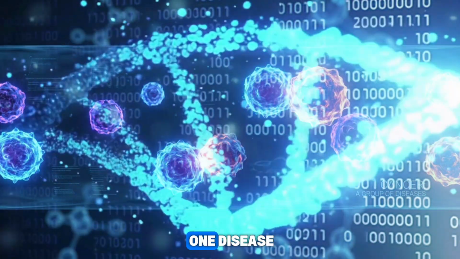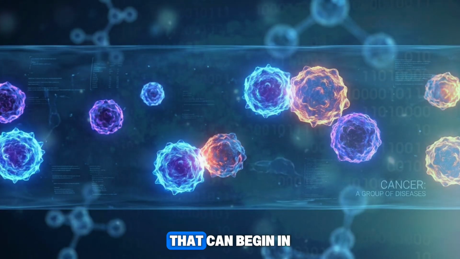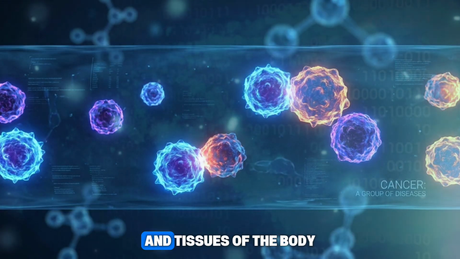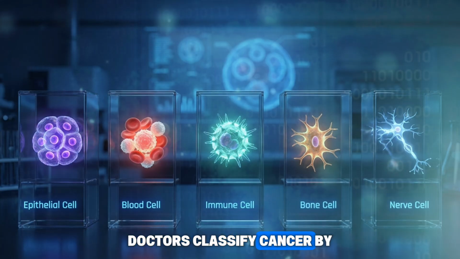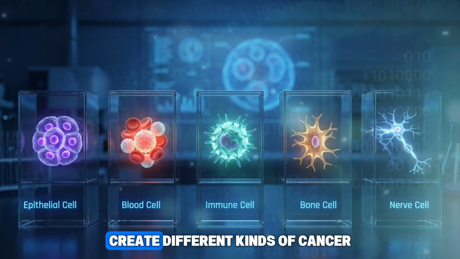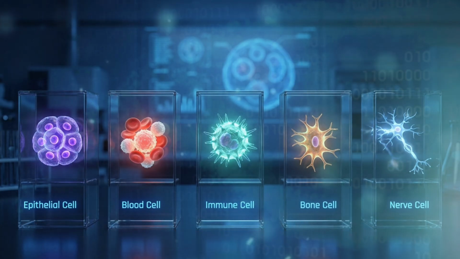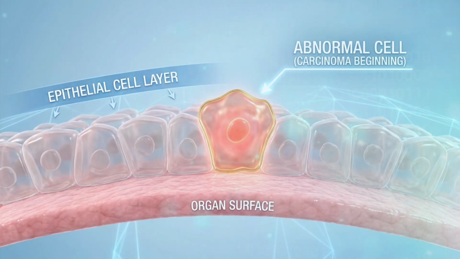Cancer is not just one disease. It is a large group of diseases that can begin in many different cells and tissues of the body. Doctors classify cancer by the type of cell where it starts, because different cells create different kinds of cancer. The first major type is carcinoma.